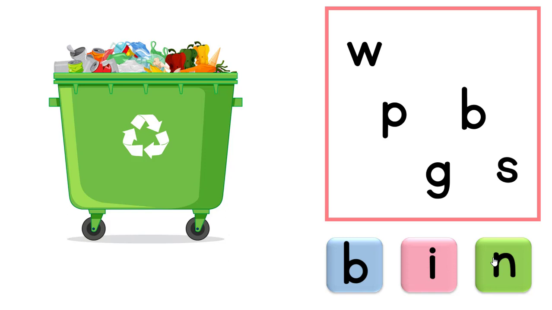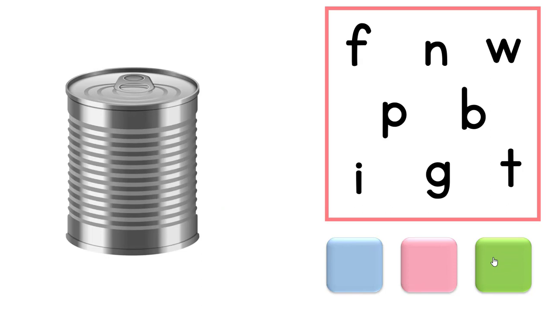Next picture. All right, this one is a teen, very good. So what is the first letter? Yes, T. And the second one? I. Very good. And the last one? Yay, letter N. So how to read this one? Teen. One more time, teen.